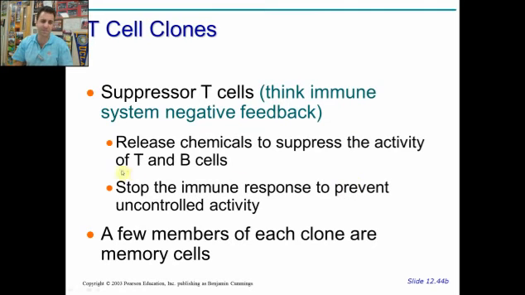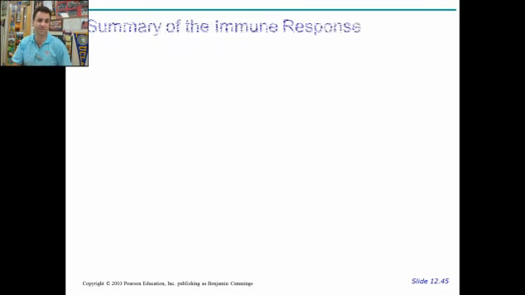They release chemicals to suppress the activity of T and B cells. So someone with an autoimmune disorder could potentially have issues with their suppressor T cells, where they're not down-regulating their production of T and B cells. They can't stop their immune response very well. And then, of course, all these different members, helper T cells, cytotoxic T cells, and suppressor T cells, all have their own memory cells. Should you encounter the same antigens again a second time, they can mount a response much more quickly and more severely.